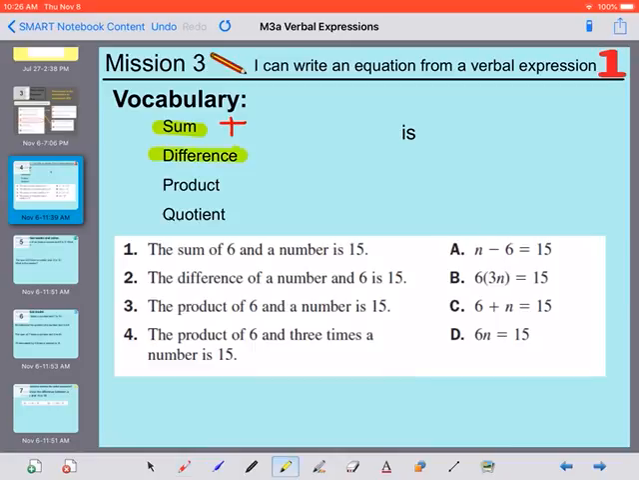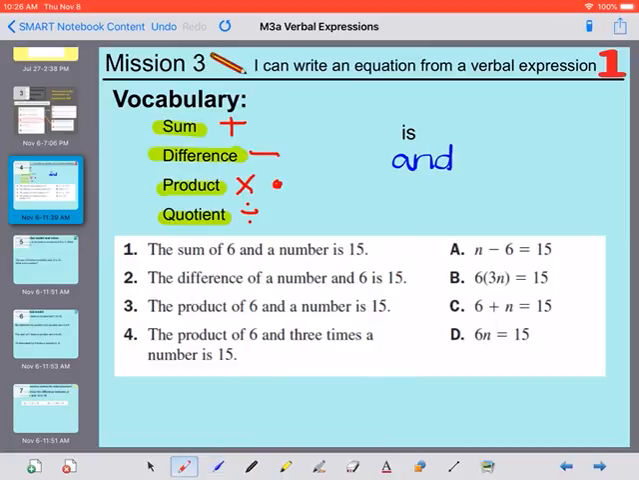The difference between two numbers really means we are subtracting. The product of two numbers is multiplying. Sometimes we use a dot. And then last, quotient is really division. I put another word over here. We have is, and I'm going to put the word and over here.